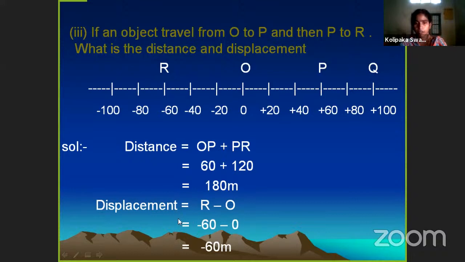See children, observe this. The displacement value came negative, minus 60 meters, and the distance value is positive, 180 meters. That means, observe these three cases: this is the third case, and second case, first case. Observe the second case and first case. The distance value is always positive.